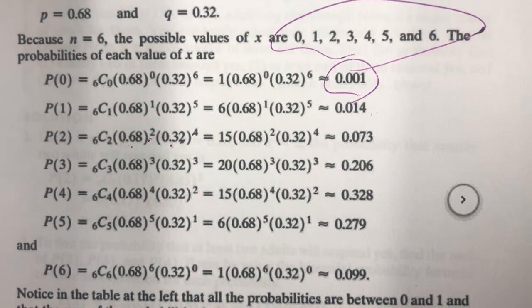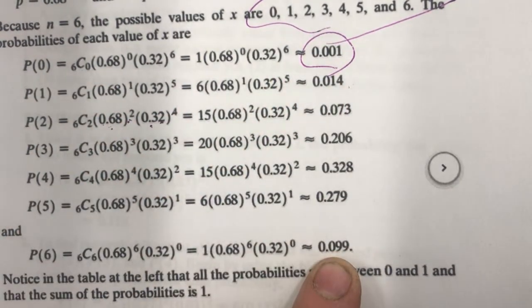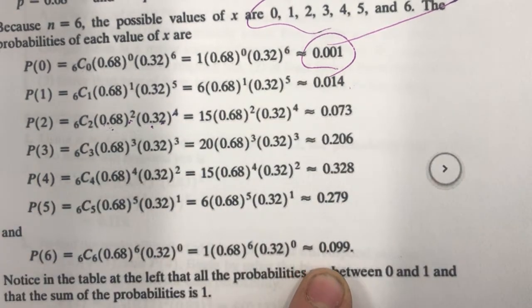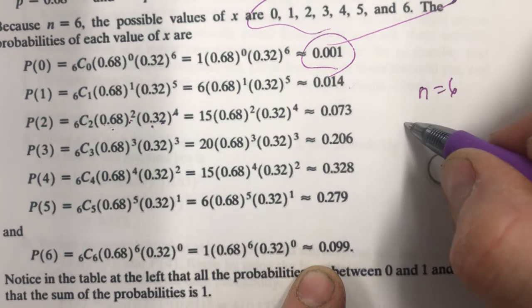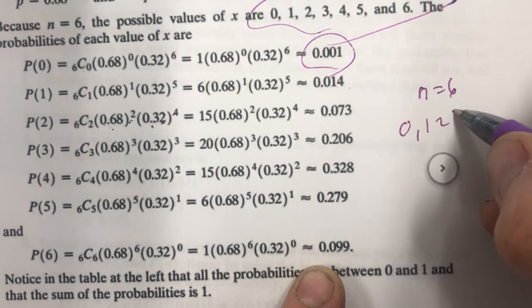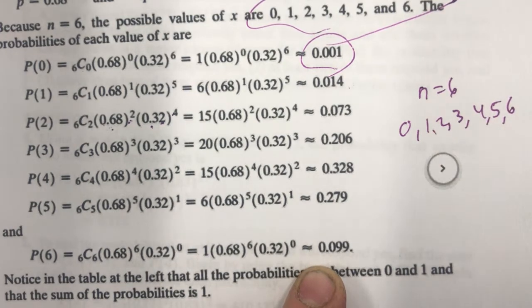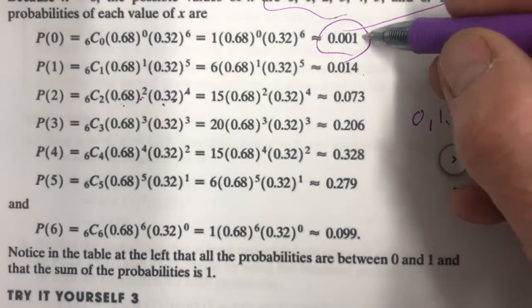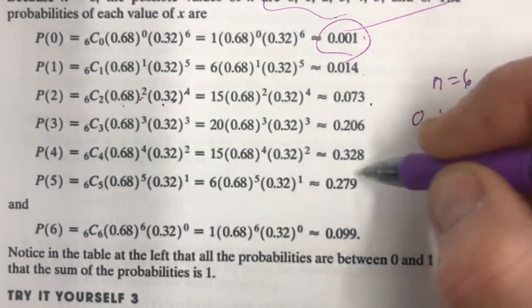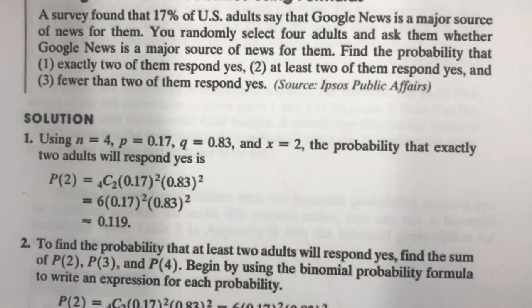All right. And then here's the thing. If I take all of these right here, there's 7 of them, because N is 6. So 0 to 6: 0, 1, 2, 3, 4, 5, 6. See, there's 7 of those. And if you add these 7 up, it should equal 1. And notice that each one of these probabilities is between 0 and 1, and if I add them all up, they equal 1.